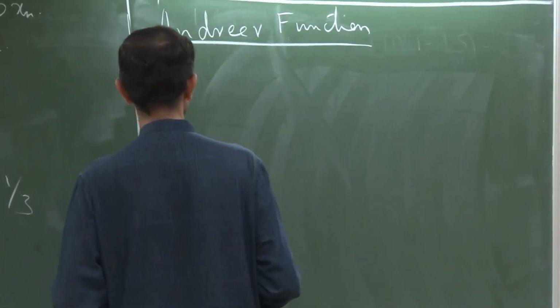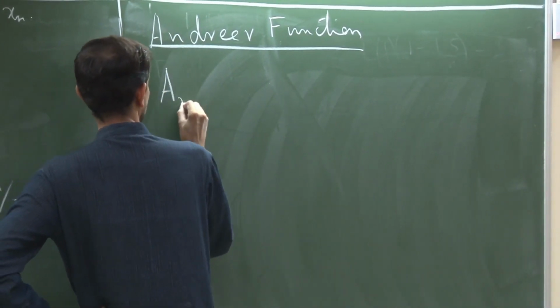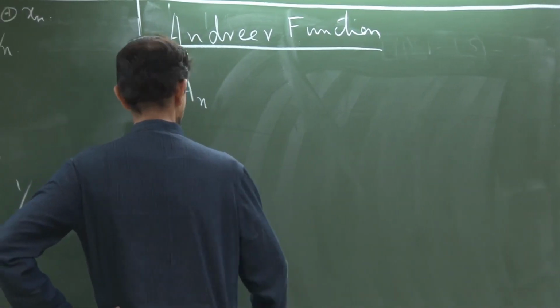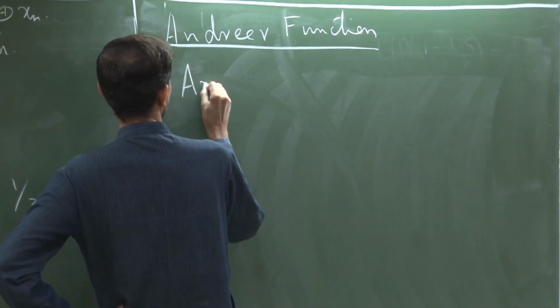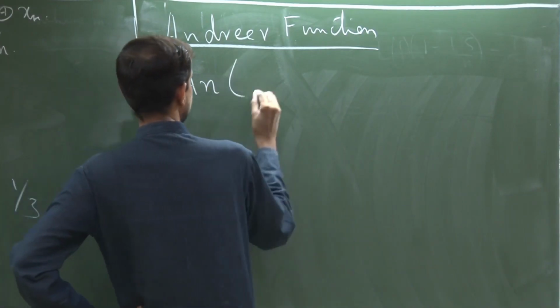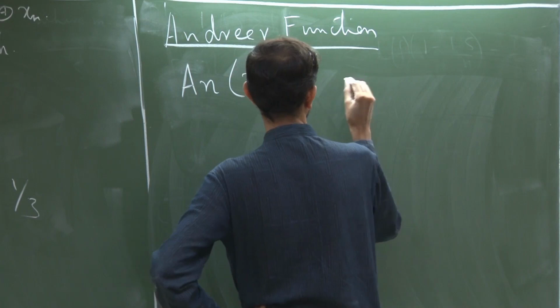So what is this function? The Andreev function is written as A n, and it depends on two inputs, x and y.